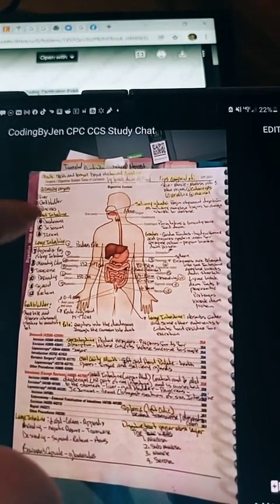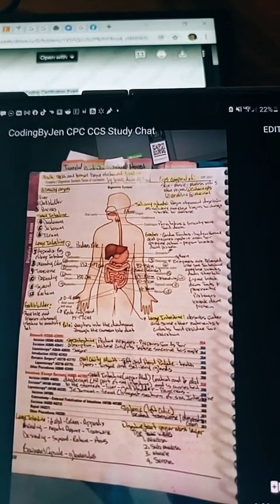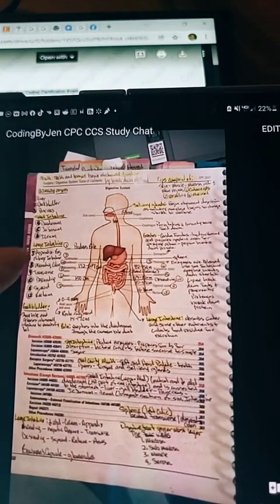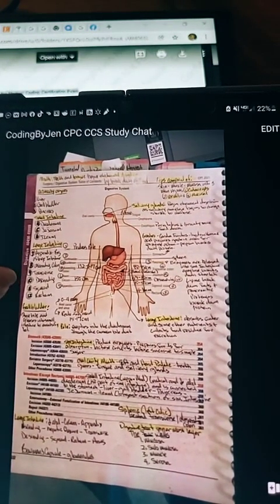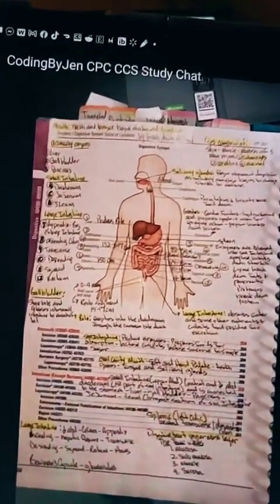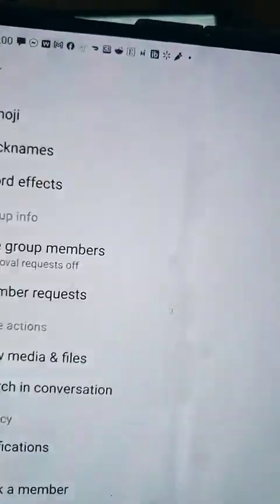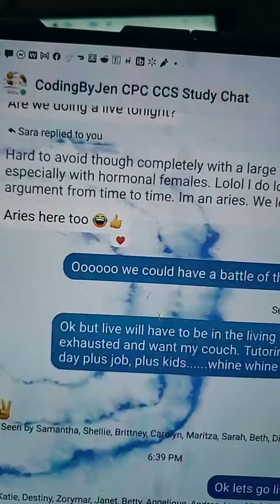One of the questions was, which one is not part of the small intestines? Well, she had the entire list of small intestines listed there. I can't tell you how helpful my little social group is.